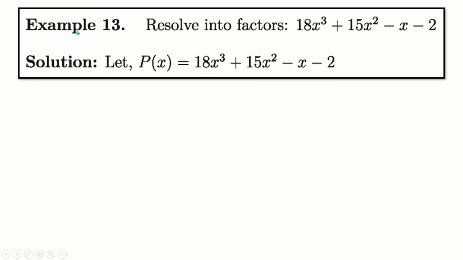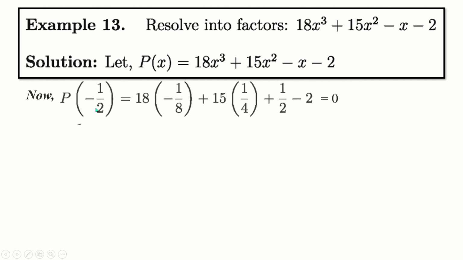Okay, now follow example 13. Resolve into factors 18x cube plus 15x square minus x minus 2. At first you have to let P of x equal 18x cube plus 15x square minus x minus 2. Okay, and you have to put the value of x as a result. Here the value of this term will be 0.